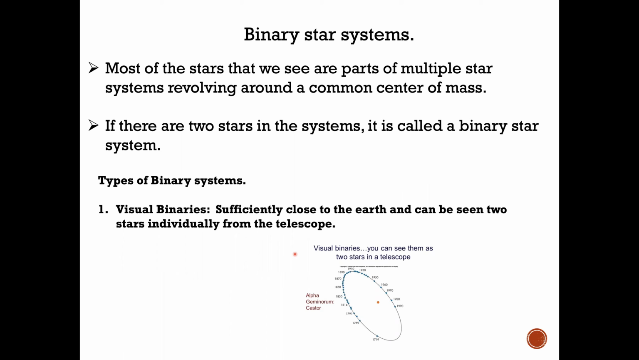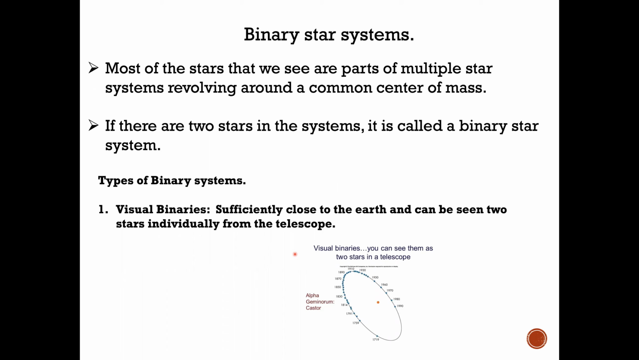Now, most of the stars that we see are actually parts of multiple star systems revolving around a common center of mass. We don't know it, but when we are looking at the stars, most of them are actually multiple star systems, which means there may be two, maybe even more than two stars involved. If there are two stars in the system, we call those binary star systems. And in astronomy, we divide these binary star systems into two or three different types.